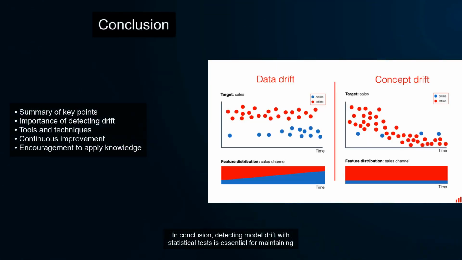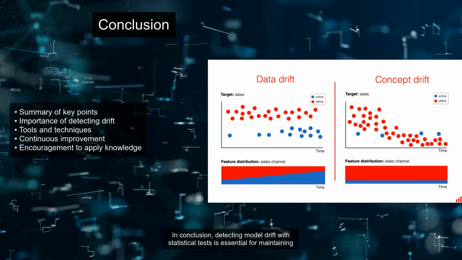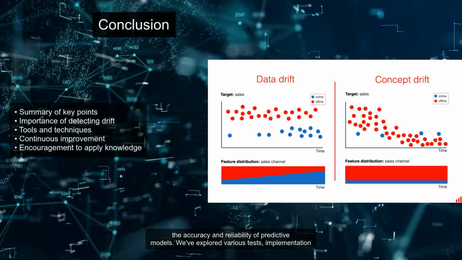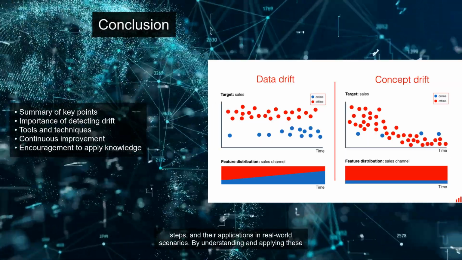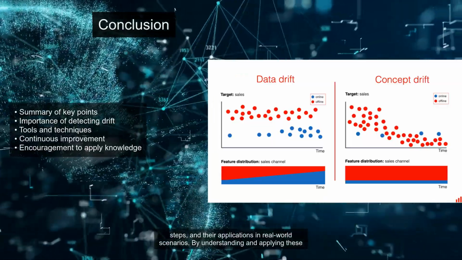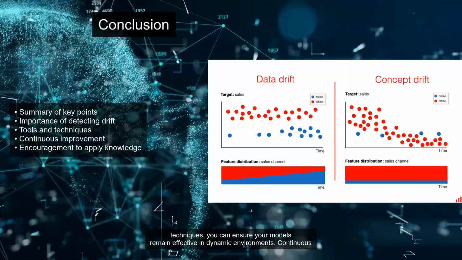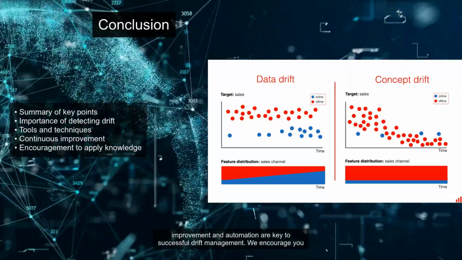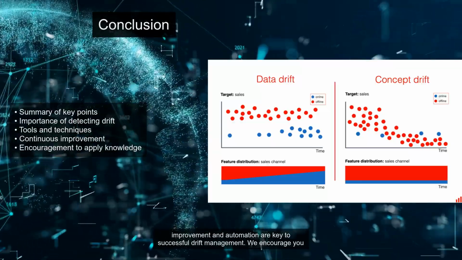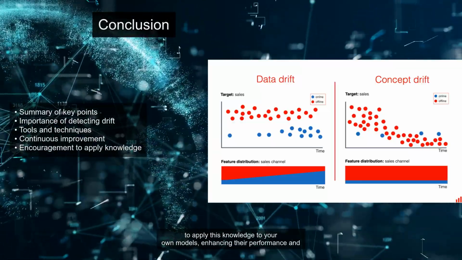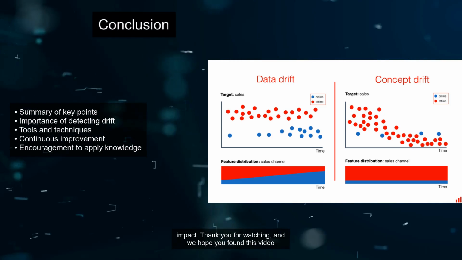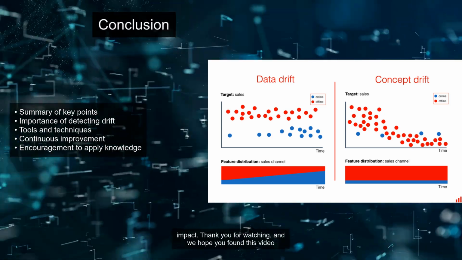In conclusion, detecting model drift with statistical tests is essential for maintaining the accuracy and reliability of predictive models. We've explored various tests, implementation steps, and their applications in real-world scenarios. By understanding and applying these techniques, you can ensure your models remain effective in dynamic environments. Continuous improvement and automation are key to successful drift management. We encourage you to apply this knowledge to your own models, enhancing their performance and impact.